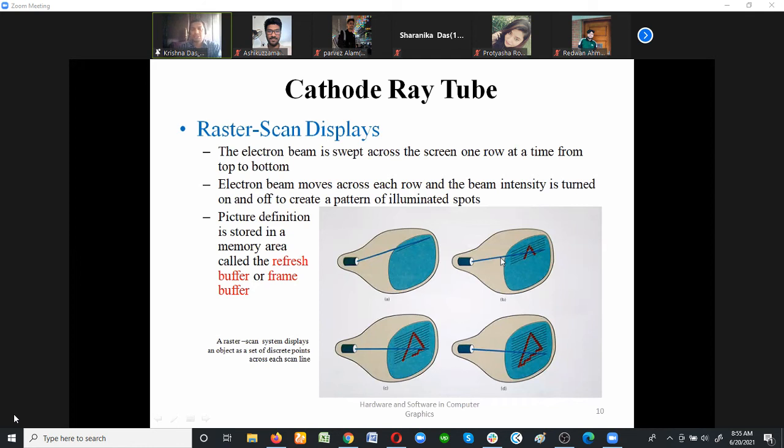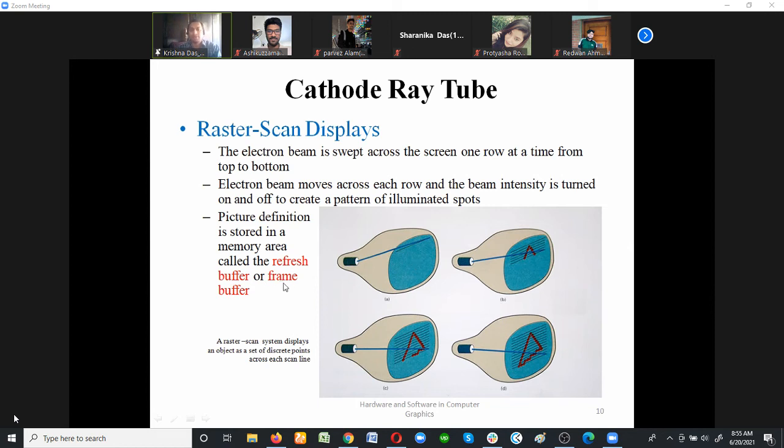Now, what intensity value the beam should paint is actually the definition of an image. In an image, for every pixel, the intensity value that should be used has been stored in a place in memory called the refresh buffer or frame buffer, which we call the picture definition. The terminology refresh and frame come from the activity as well. From the memory, the gun takes the signal again and again, refreshing and drawing that. That's why it is the refresh buffer.